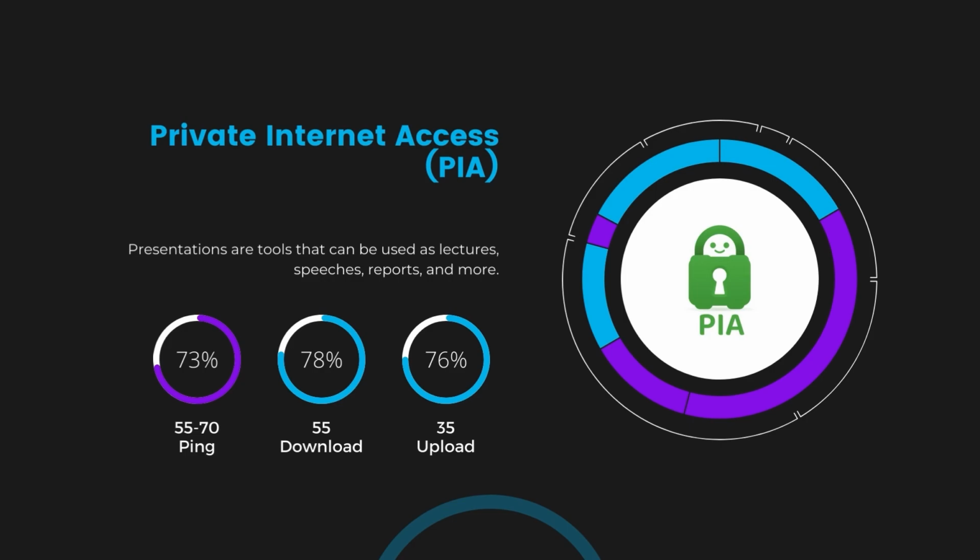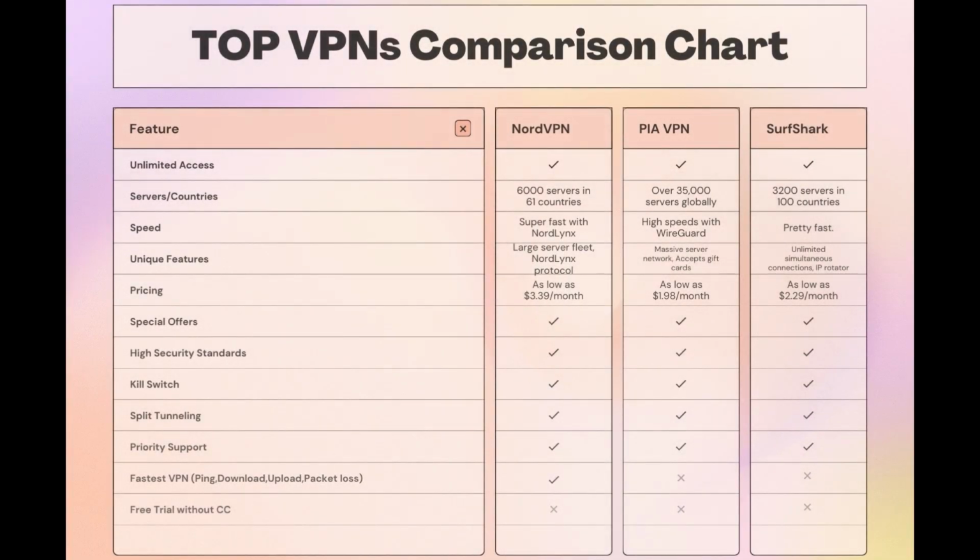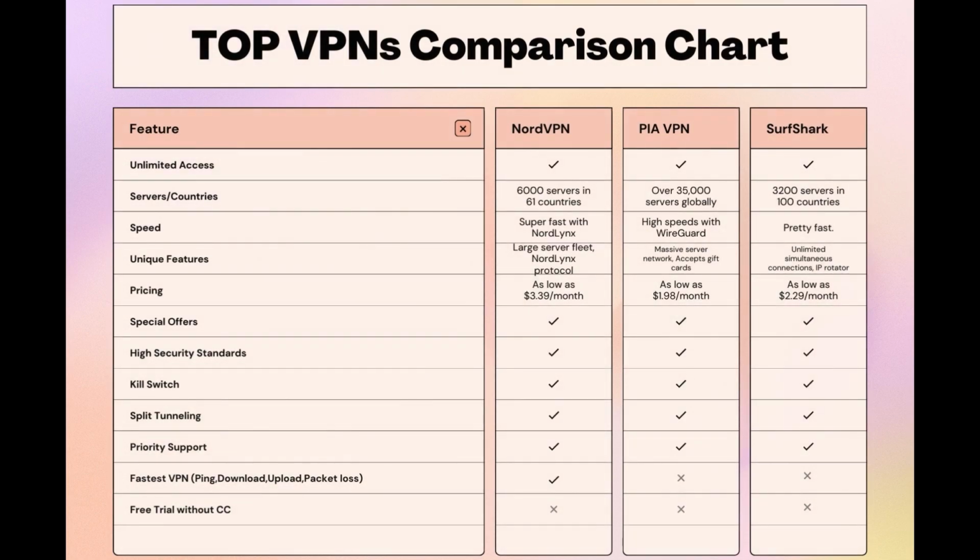Considering all factors, here's a detailed comparison of the best VPNs for low ping and the attributes that distinguish each. NordVPN shines with its extensive network of 6,000 servers in 61 countries, ensuring proximity to a swift connection. It caters to the needs of those engaged in low ping with the NordLynx protocol for fast, secure online activities. Surfshark is perfect for those managing multiple devices simultaneously, offering unlimited connections.